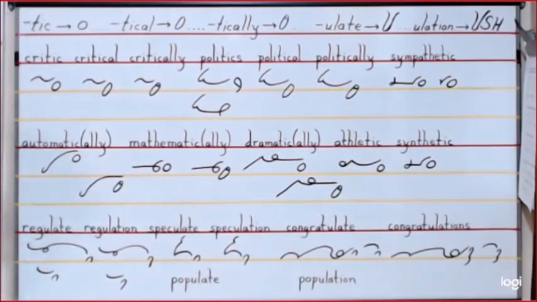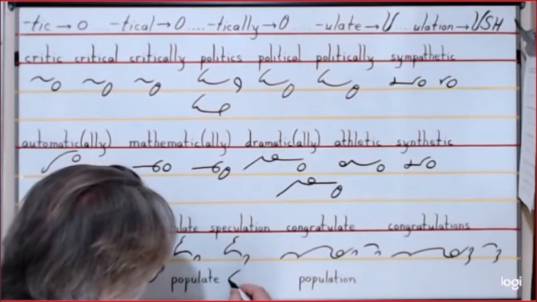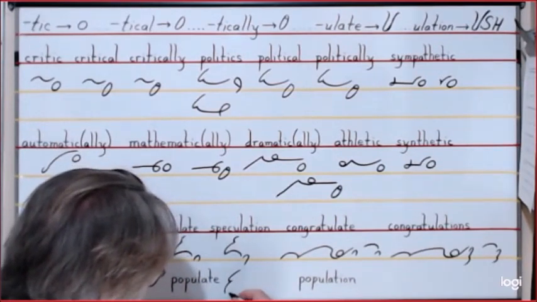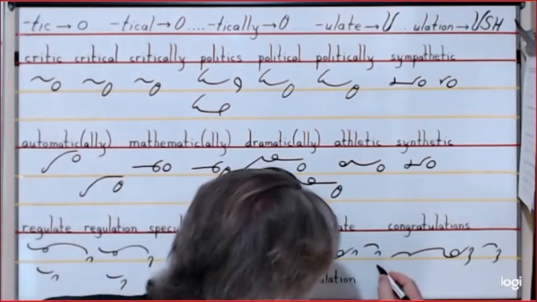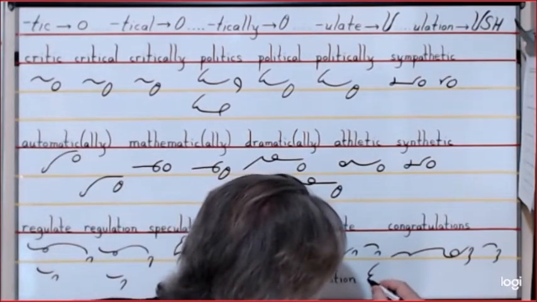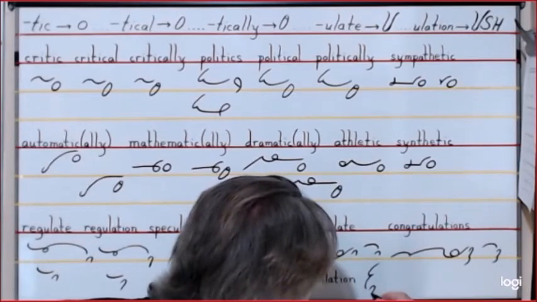For populate, it is P O P, the disjoined U. Then population is a P O P, disjoined U S H.